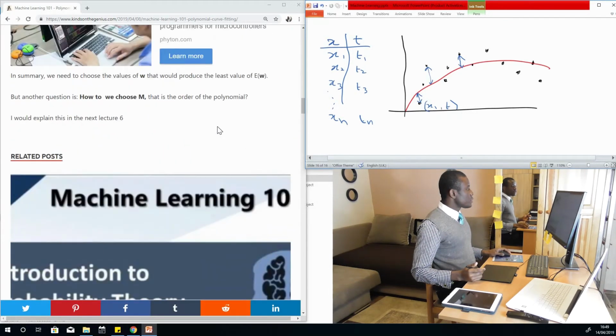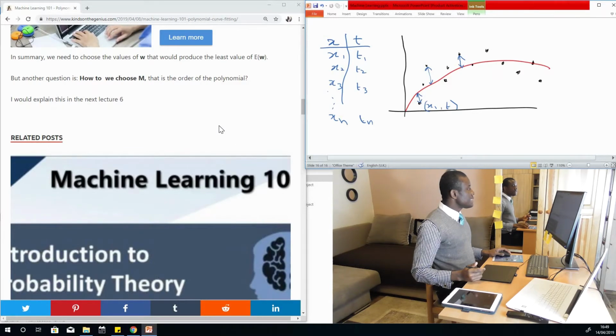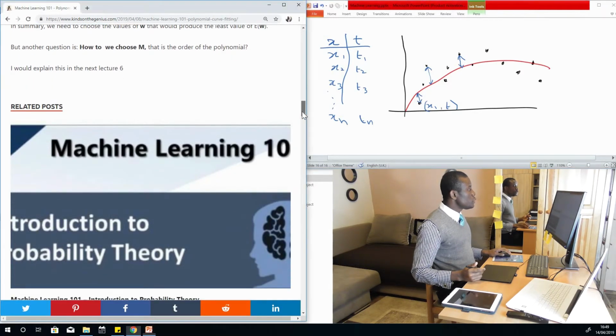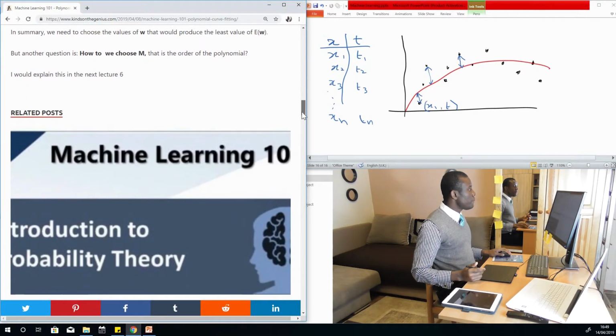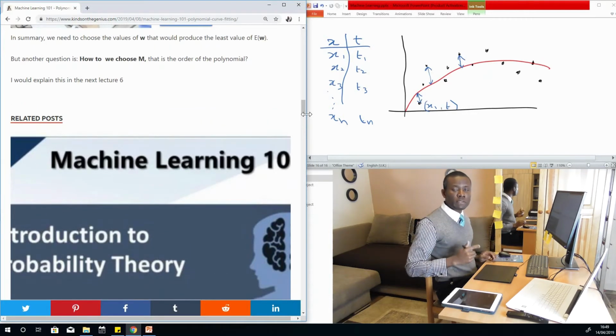So let's not go too far with that. The next question now is, how do we choose the value of m? M is the order of the polynomial. So I mentioned m can range from 0. If m is 0, it simply means y is equal to beta 0 because we don't have x. If m is equal to 1, y is equal to beta 0 plus beta 1 x, which is linear regression.